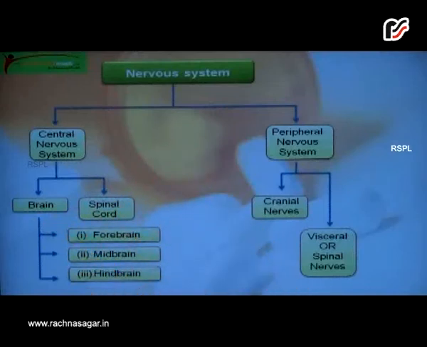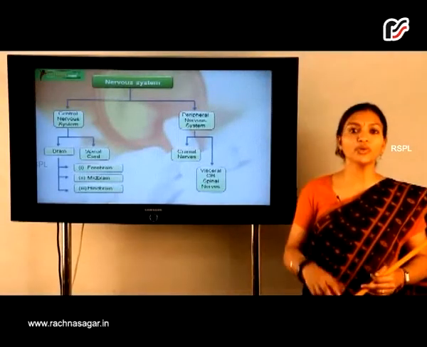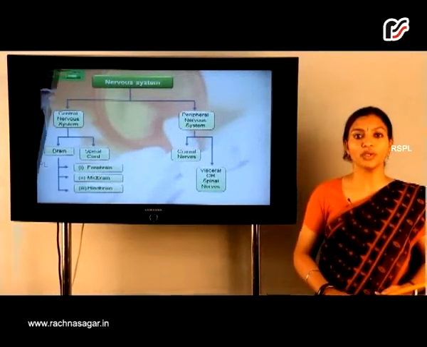The brain, the overall controlling body, as we all know, is quite a complicated structure and is further divisible into three parts: forebrain, midbrain and hindbrain. On the other hand, we can see the division categories in the peripheral nervous system. It is composed basically of nerves. These nerves are of two types, cranial nerves and the other ones known as visceral or spinal nerves. Hence, this shows that the nervous system is composed of different types of nerves in the body.